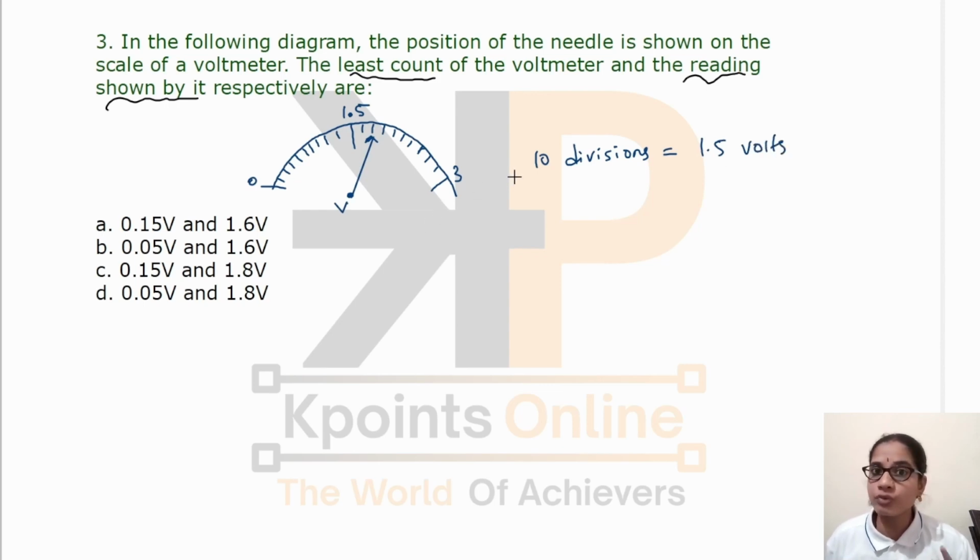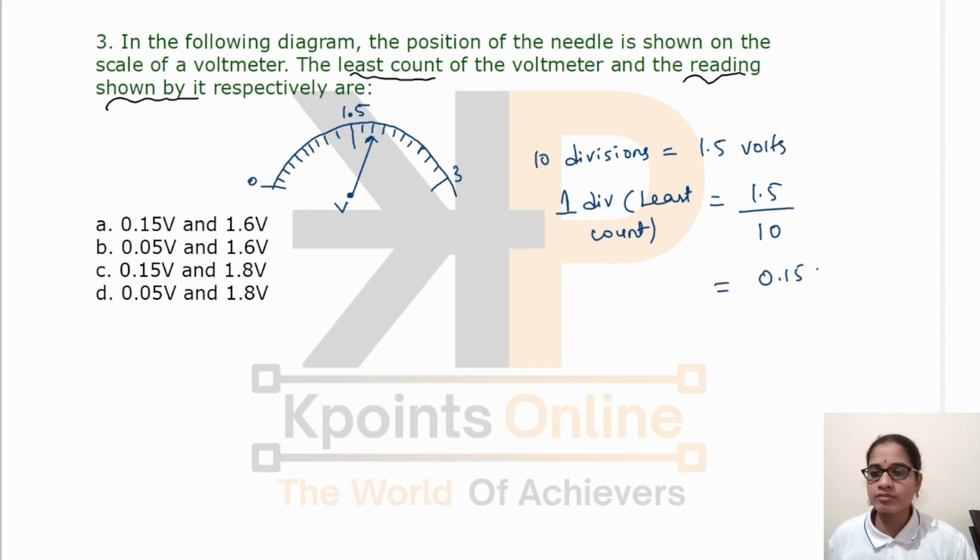What is the value of one division? It is given by one division, or it is the least count. What do we mean by least count? It is the smallest value that this voltmeter can measure. It is equal to 1.5 divided by 10, which is equal to 0.15 volts. So each division on this voltmeter has the value 0.15 volt.